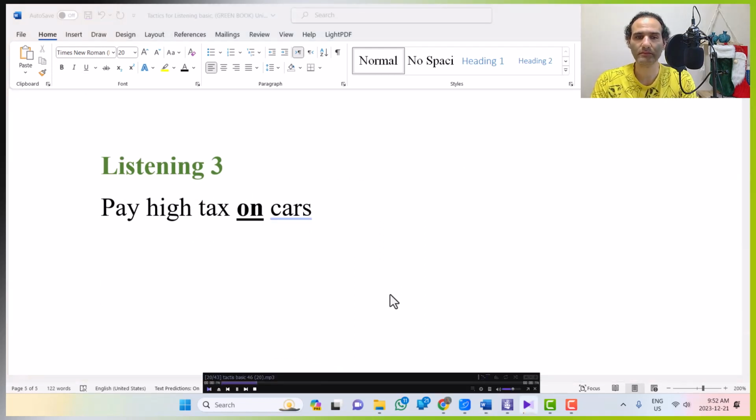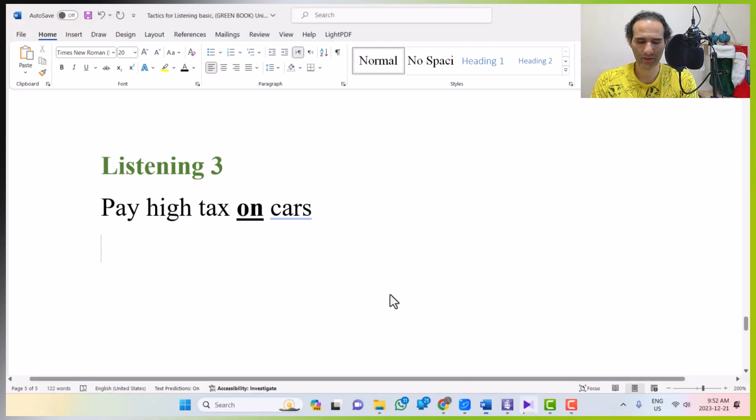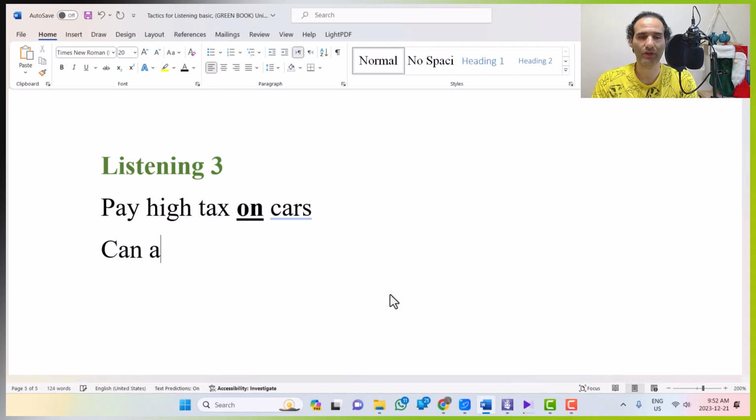Only rich people can really afford to buy a car at home. Only rich people can really afford to buy a car. Can afford to buy a car. Afford to. Can afford to means have enough money to buy something. For example, this house is so big and expensive, she can't afford to buy it. She can't afford to buy it.